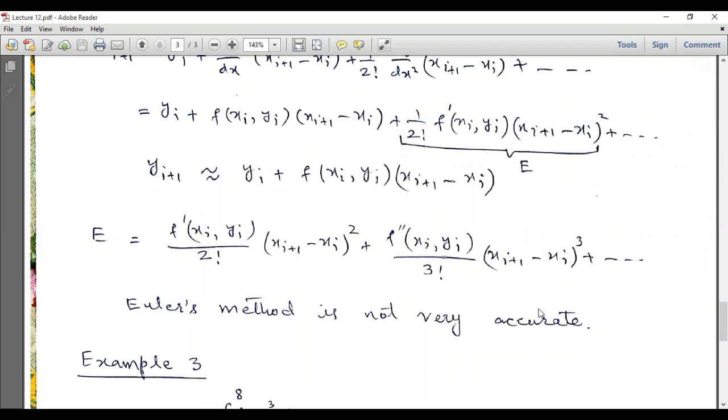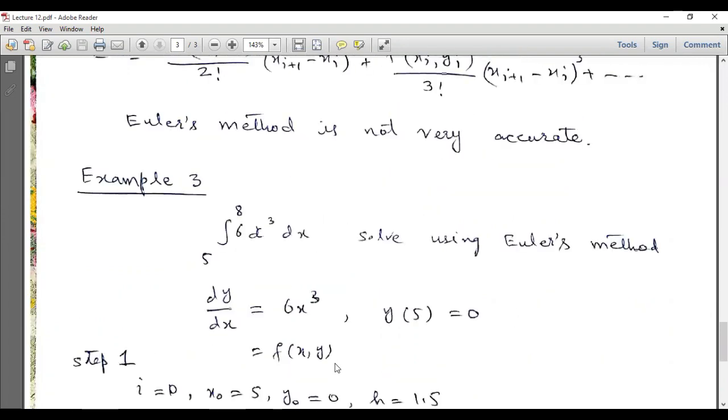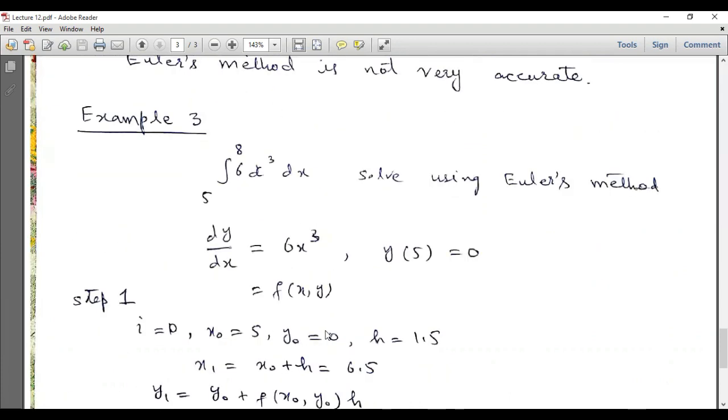So Euler's method is not a very accurate method, and it will give you the accurate result only if you keep the step size very, very small. Then these higher order terms will be neglected, our error will be equal to 0, and our solution will be equal to the sum of these first two terms. So I think that is understandable now, and let's solve this example.